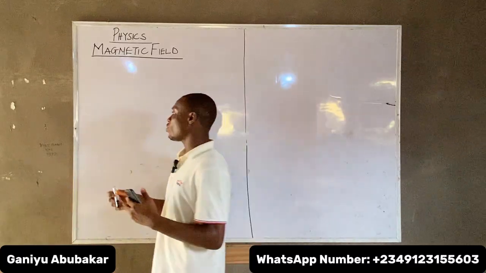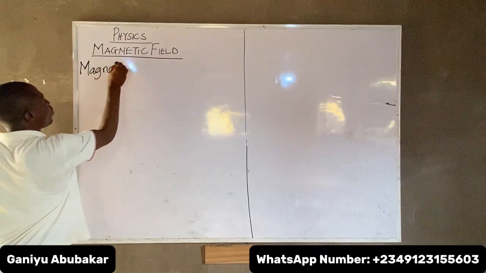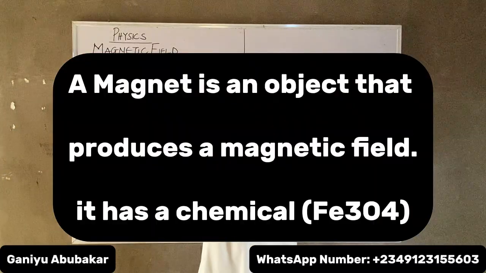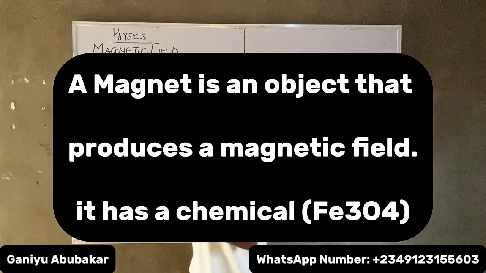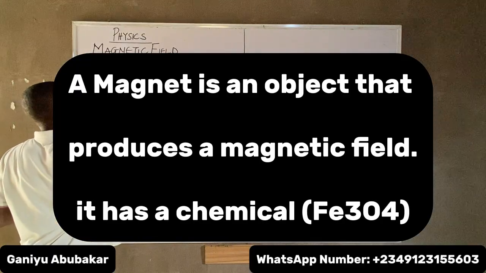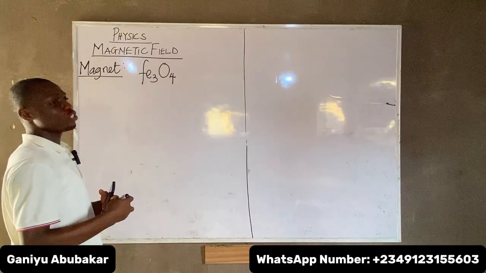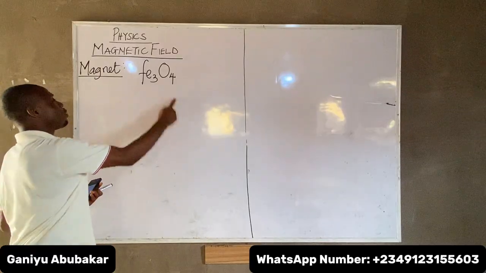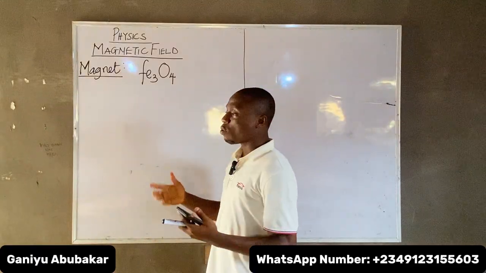What is a magnet? By definition, a magnet is an object that produces a magnetic field. It has a chemical formula Fe3O4. This means a magnet is composed of three atoms of iron and four atoms of oxygen. So this is the compound or the chemical formula for magnet.